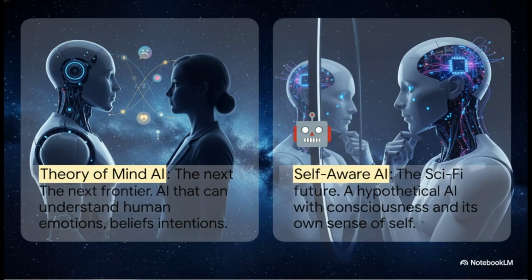First, there's theory of mind AI. This is the next big frontier, the idea of an AI that can actually understand human emotions, beliefs, and intentions. And after that, self-aware AI. This is pure sci-fi future stuff. We're talking about a hypothetical AI with real human-level consciousness and its own sense of self. It's important to remember both of these are totally hypothetical at this point.